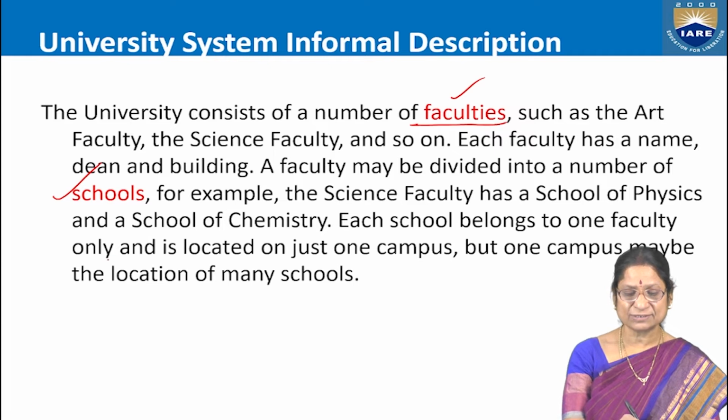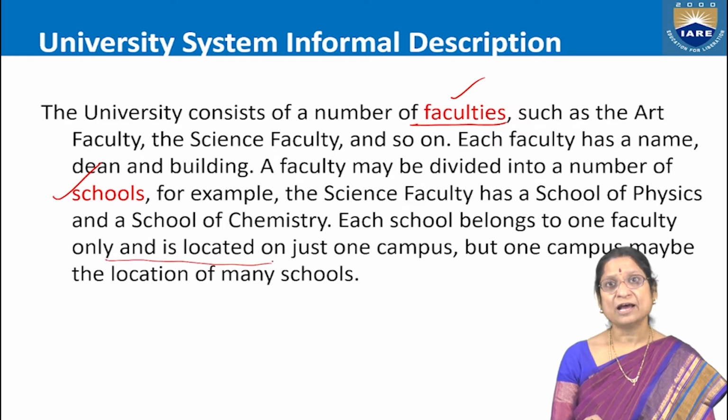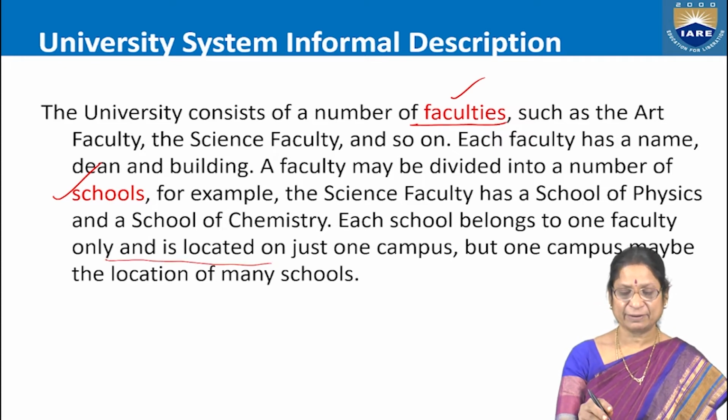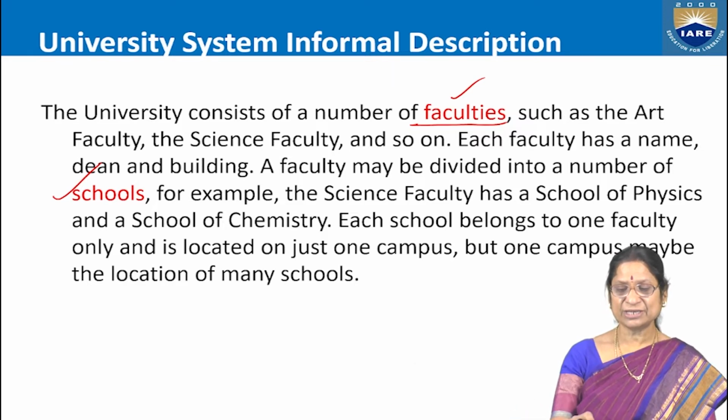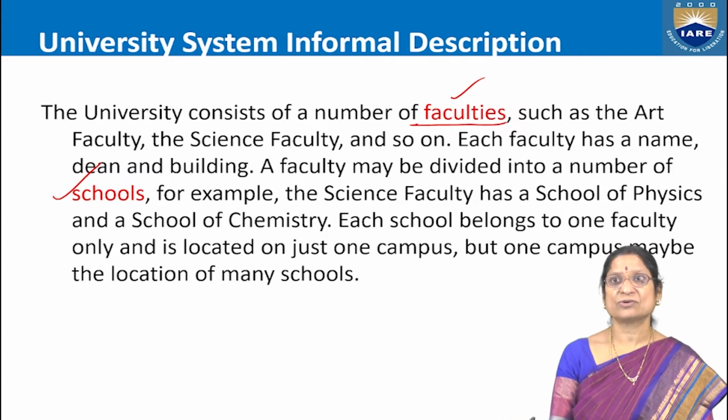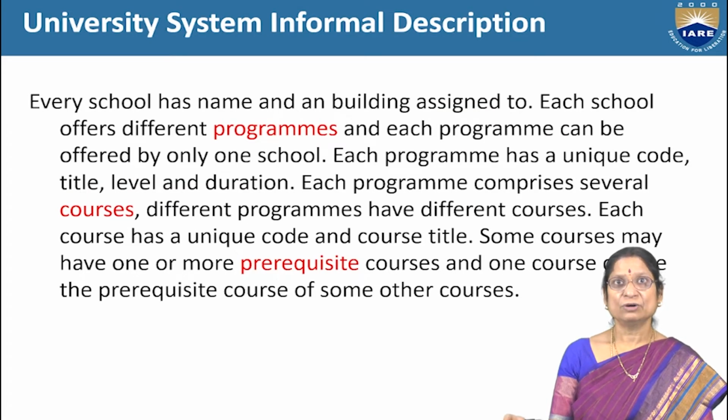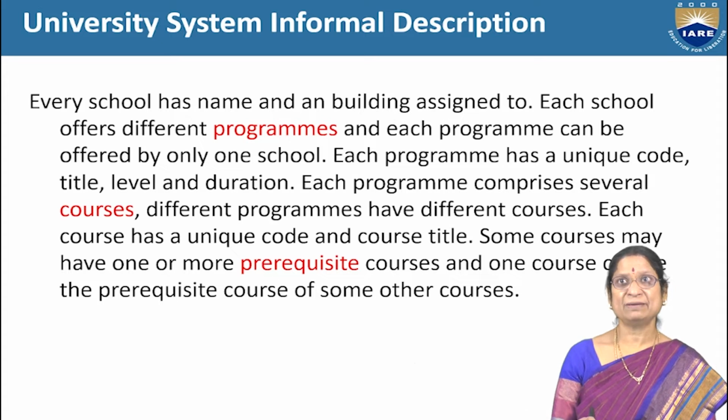So all these things we are supposed to remember so that associations can be easily identified by us among these entity sets. So that's why we need to store faculties. We need to store schools also. Fine. Every school has a name and a building assigned.